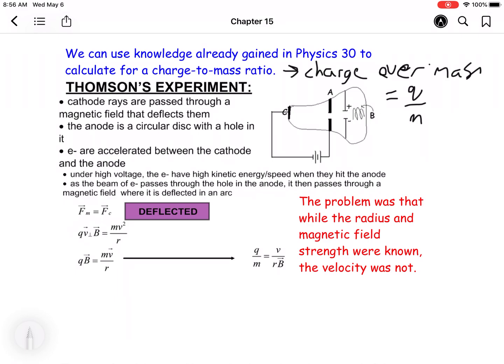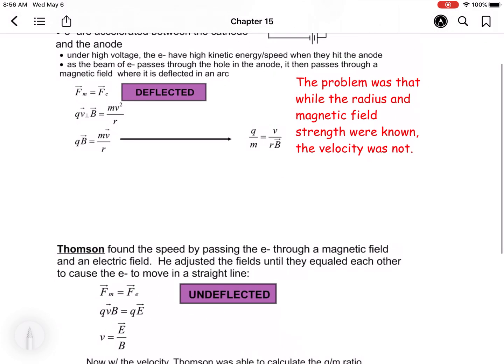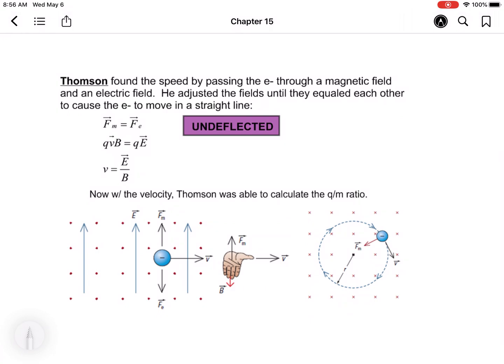This has already been found. What he realized is that as long as it's the charge to mass ratio, that's good. But he doesn't have the velocity. He knows the radius of the magnetic field, but how do you find the velocity of an electron? Well, that's when he decides to use a velocity selector. He passed the electron through a magnetic and electric field until they equal each other, causing the electron to move in a straight line.